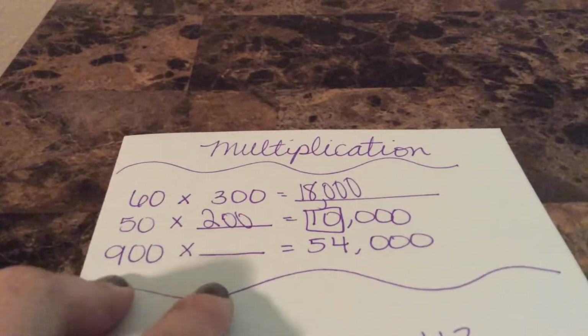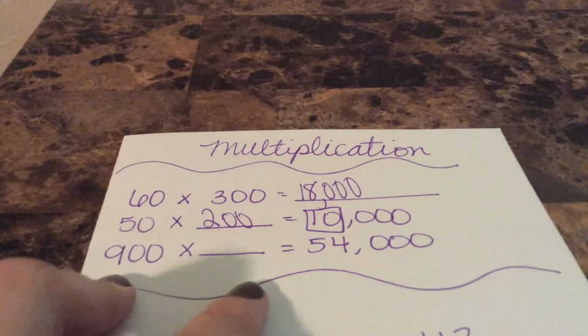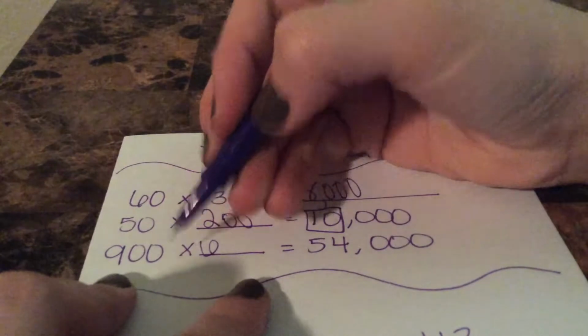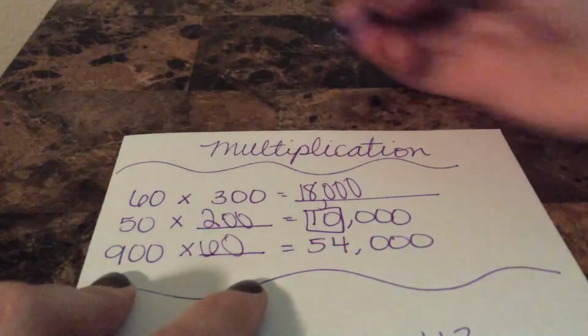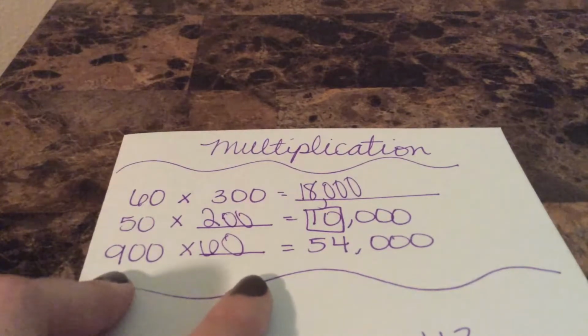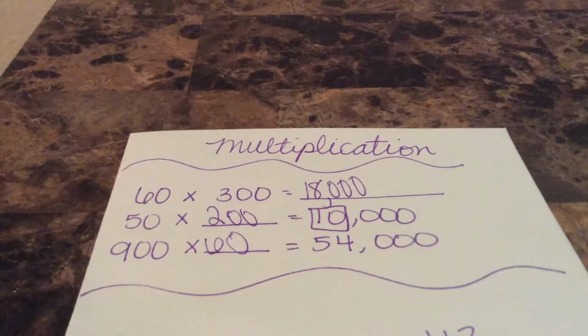Lastly, I have 9 blank times blank is 54. 9 times 6 is 54. I have 3 zeros in my answer, 2 so far, so I need 1 more to give me 54,000. Of course, you could set up the standard algorithm to check your work, but it really isn't necessary because mental math is so successful in this situation.